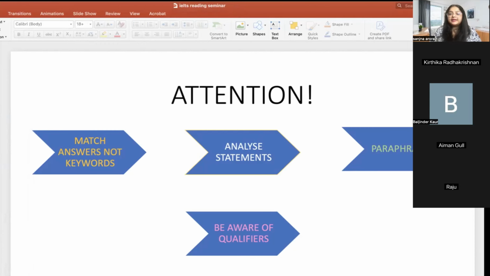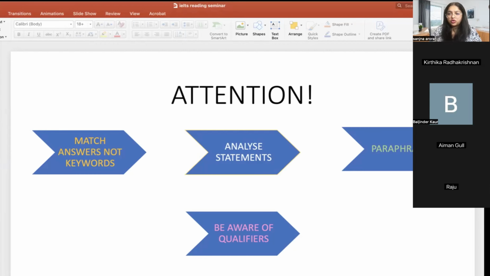And then the last thing, that is, be aware of qualifiers. Now, what do we mean by qualifiers? This is very, very important, so please note it. When we have words like always, mostly, never, that means any word which is talking about the quantity or is making the question very specific, we'll be treating those words as qualifiers. So whenever you see those words, please circle them. If in the statement of the question it's written always, please circle it and recheck it in the passage.